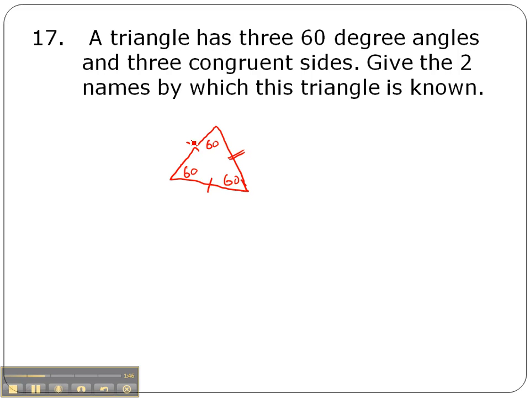If all 3 sides are equal on a triangle, that's an equilateral triangle, and that's the name based on the sides. The name based on the angles would be acute, since all 3 angles are acute. Equilateral and acute, those are the two names for this triangle.